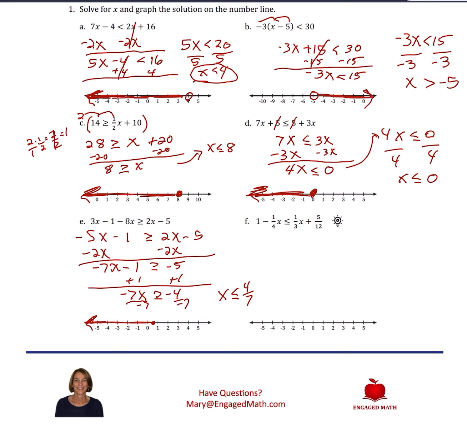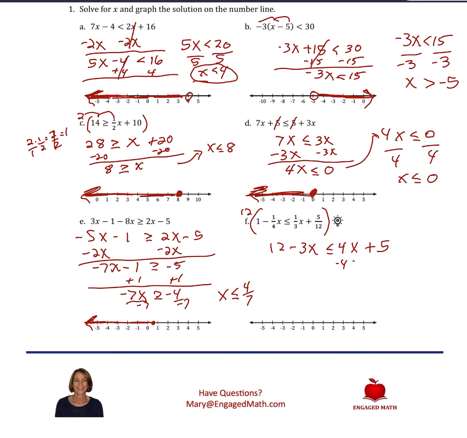Okay, let's go to this next one. Again, I'm going to get rid of the fractions. And this, as you know, is a light bulb problem. So the least common denominator is 12. So now I'm going to distribute that 12 through the entire inequality. So I'll have 12 minus, and as a light bulb problem, I'm just going to go right to saying that that's 3x. If you're not sure why, please go back to some of the earlier lessons where we actually solved equations by multiplying through by the least common denominator. But we have 12 minus 3x is less than or equal to 4x plus 5.